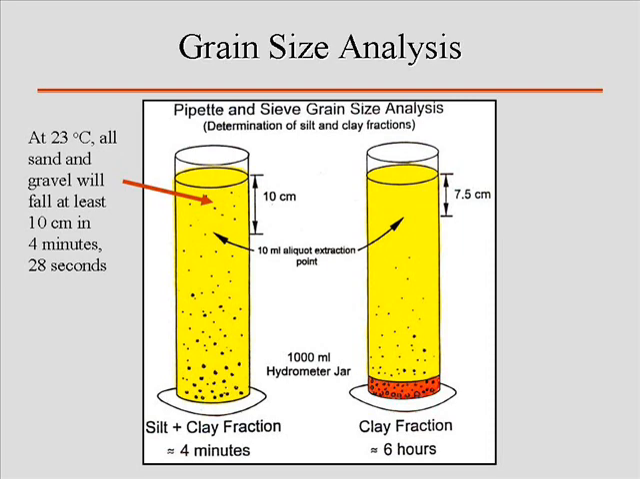If you take a physical sample at 10 centimeters at 4 minutes and 28 seconds and pull it out, what you'll have is an aliquot that is full of sediment, but only silt plus clay. You got it? And that's done based upon our understanding of how the settling velocity actually works. If the temperature drops, by the way, the density goes up and the fall rate slows.